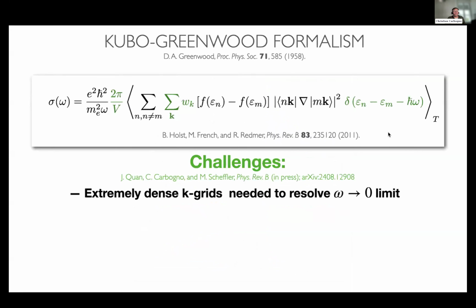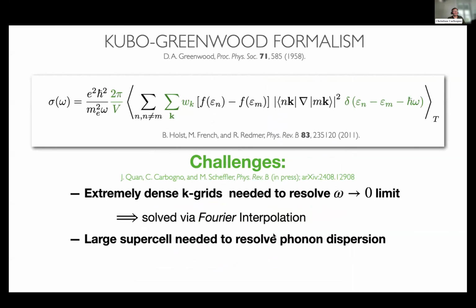As said, evaluating this equation for a toy model is easy. In practice, converging this is really challenging. First, you need an extremely dense K-grid to resolve this zero frequency limit. This can be resolved with Fourier interpolation. You can read more about that in the paper. But you also need large supercells to resolve the phonon dispersion, and this requires an extrapolation to the bulk limit.